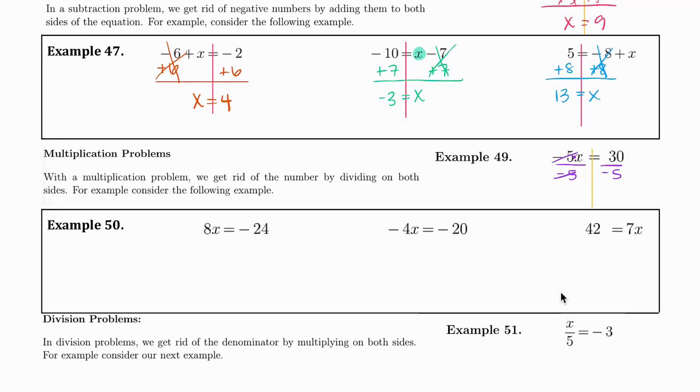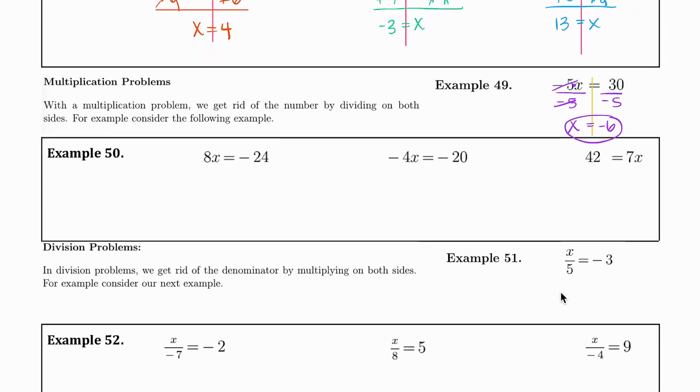Negative 5 divided by negative 5 just gives me 1x, or x. That's what we're always looking for, what the value of the variable is. On the right side, 30 divided by negative 5, negative 6. Okay, a few more examples. We have 8x equals negative 24. My x is being multiplied by 8, so I'm going to divide by 8. 8 divided by 8 gives me 1x, or just x. Negative 24 divided by 8 gives me negative 3.